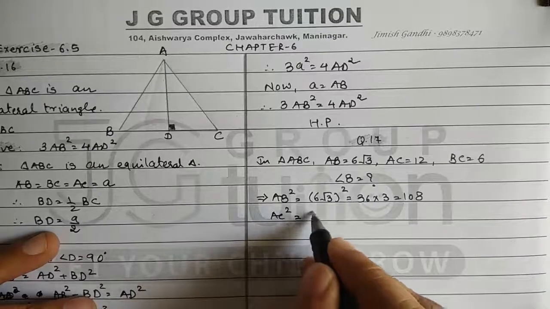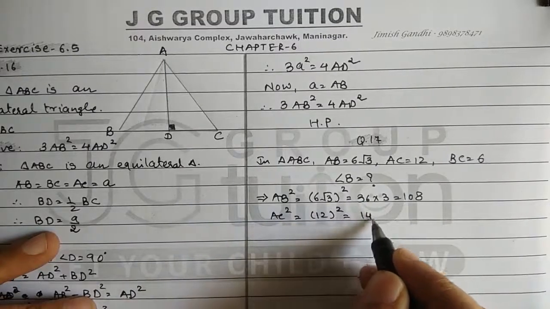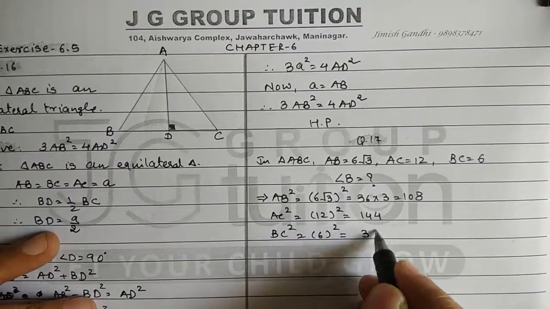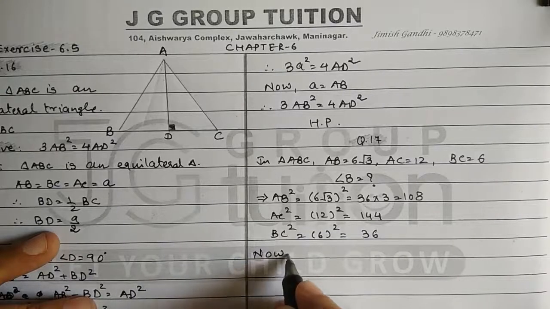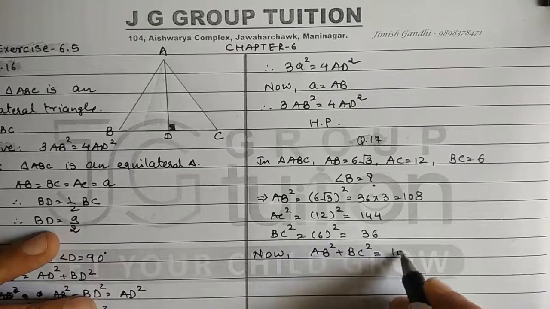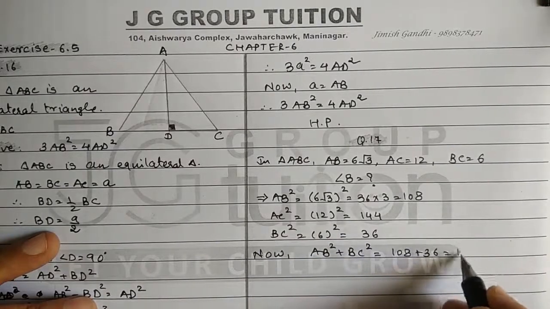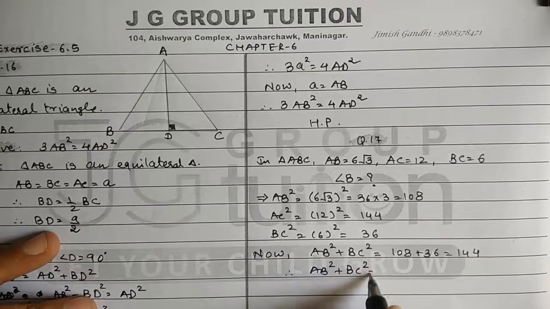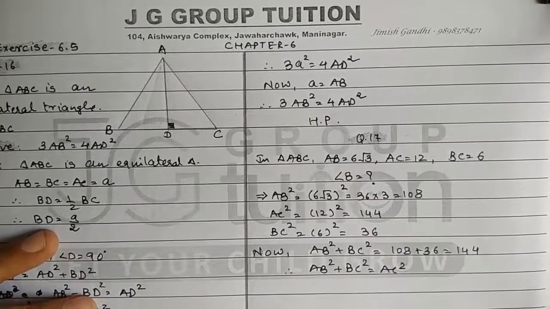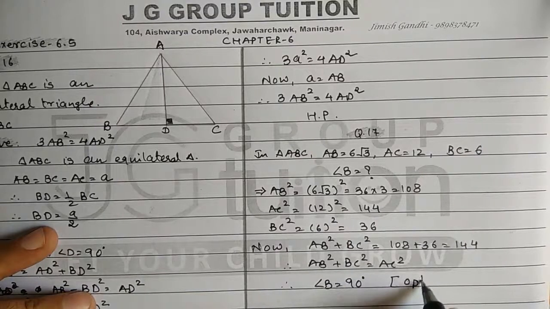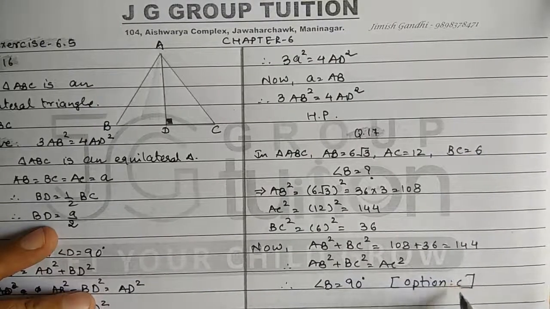Let me go for AC square. It's a square of 12. It's 144. And BC square. It is the square of 6. So it is 36. Now you can see that if I do the sum of AB square and BC square, that is 108 plus 36, that comes 144. So here we obtain AB square plus BC square is equals to AC square. So using the converse of Pythagoras theorem, we can say that angle B is equals to 90 degrees, which is option C. Thank you.